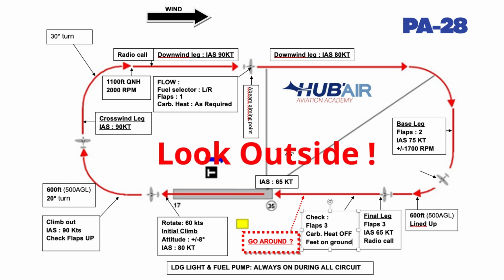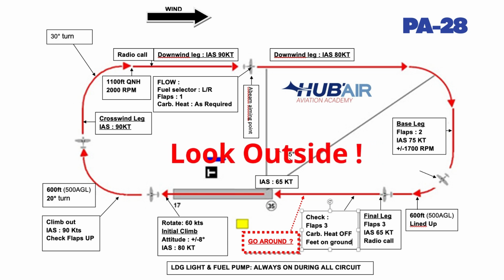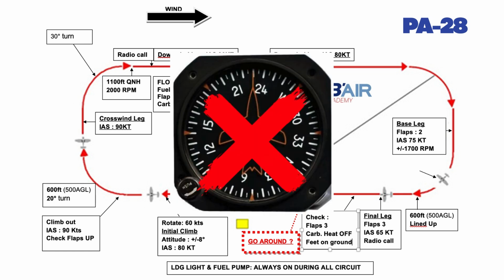In the traffic pattern, always pick a visual reference point off the wingtip. Then, look ahead and continue turning until that reference point comes directly in front of you for a 90-degree turn. Above all, do not rely on the directional gyro for this.